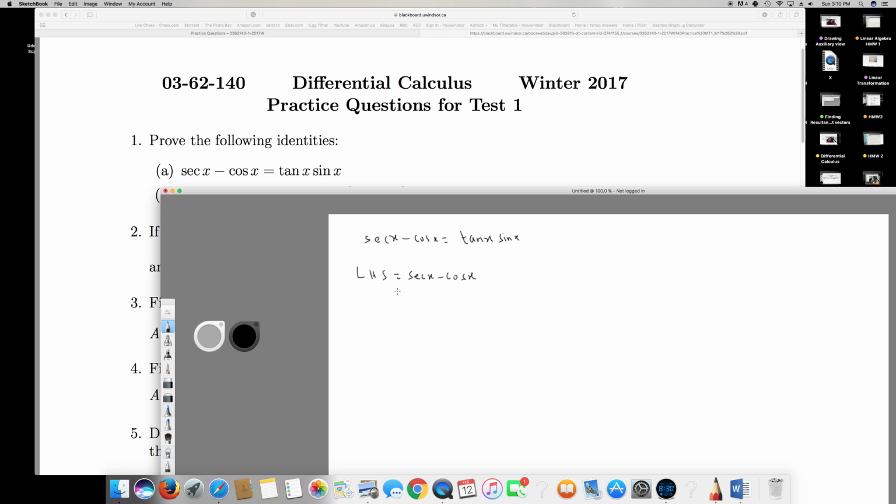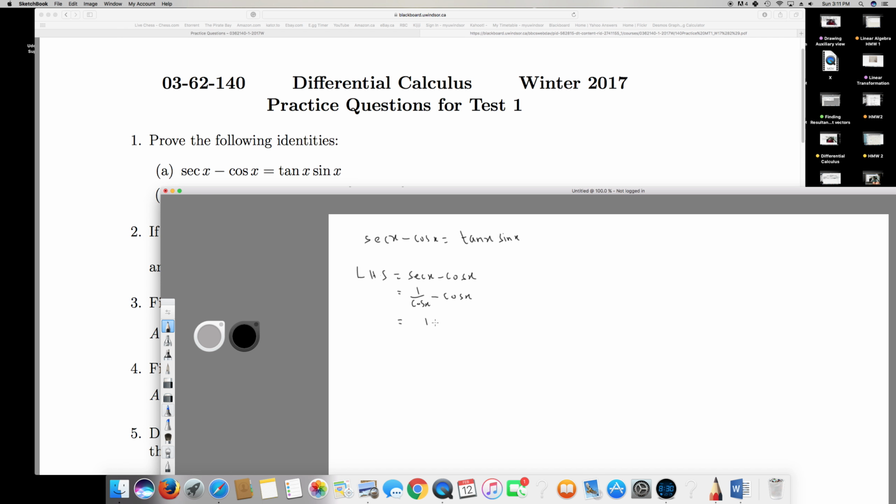Sec x is equal to the reciprocal of cos x, so I can write that as 1 over cos x minus cos x. Now, to subtract both of them, I have to find a common denominator. Since this denominator is cos x and the other has 1 as a denominator, I have to multiply cos x by cos x and divide by cos x, so I will get a common denominator.